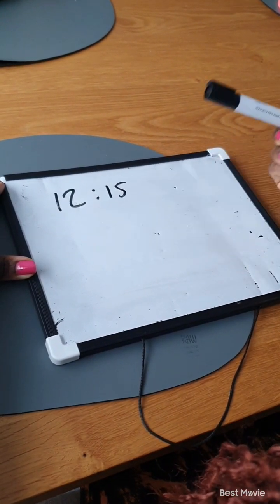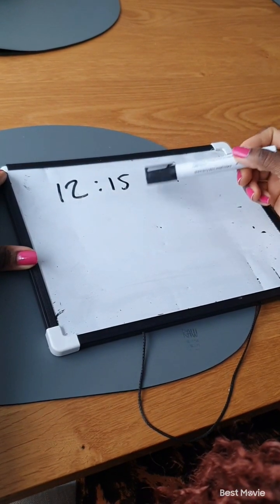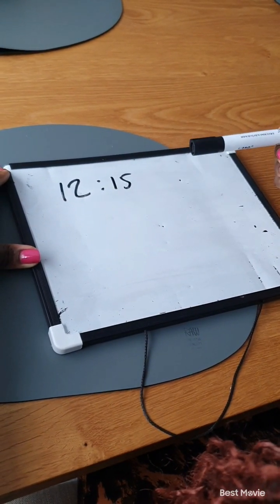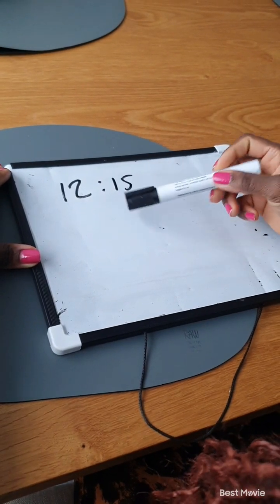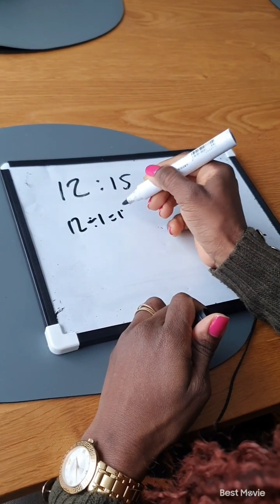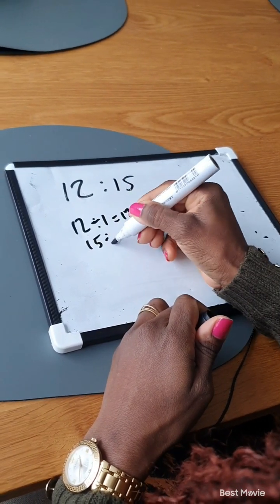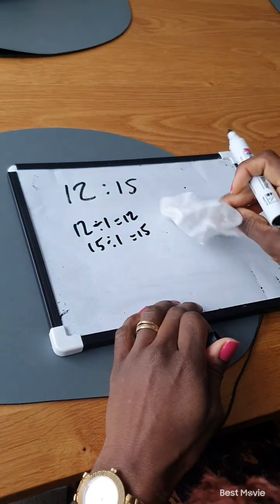Okay, so first example, 12 to 15. If you're being asked to simplify this ratio, you are looking for a common factor for 12 and 15. So which times tables are 12 and 15 both in? I can think of the 1 times tables, which isn't going to help me, because if I divide 12 by 1, I'm still going to get 12, and if I divide 15 by 1, I'm still going to get 15. So I haven't gotten any further.